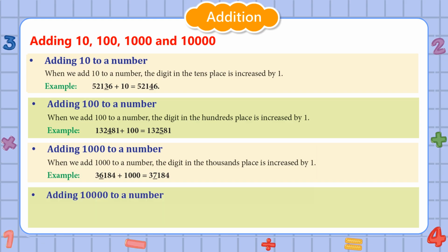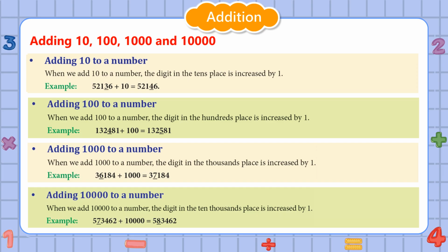Adding 10,000 to a number. When we add 10,000 to a number, the digit in the 10,000s place is increased by 1. Example: 5,73,462 plus 10,000 is equal to 5,83,462.